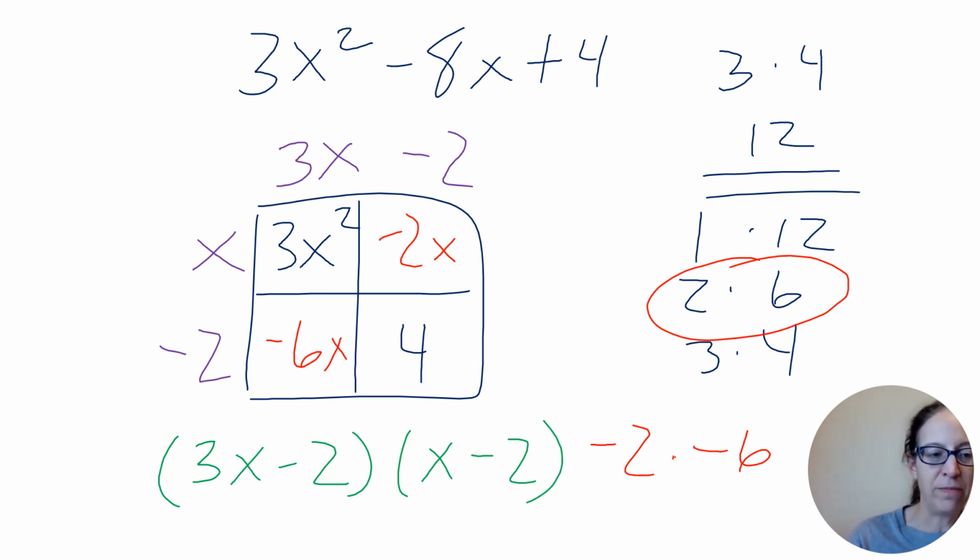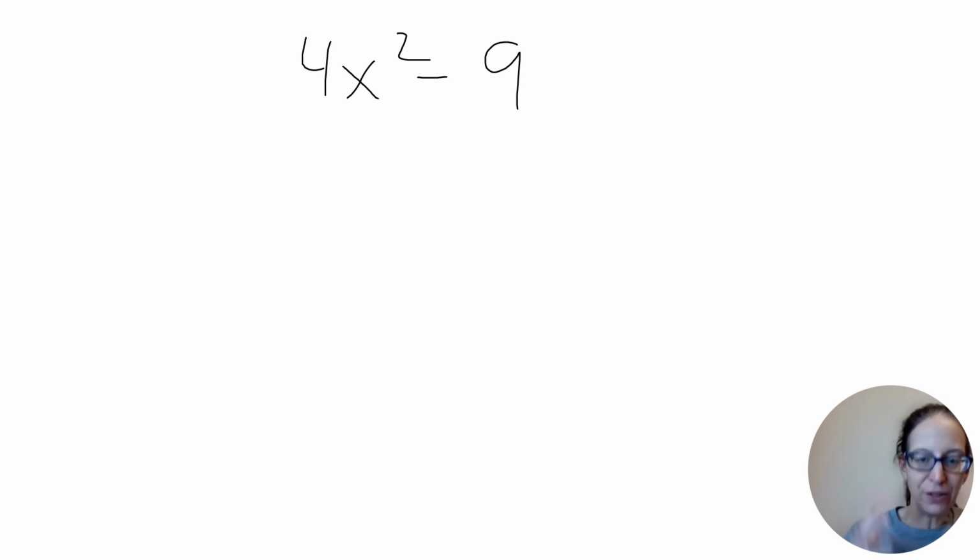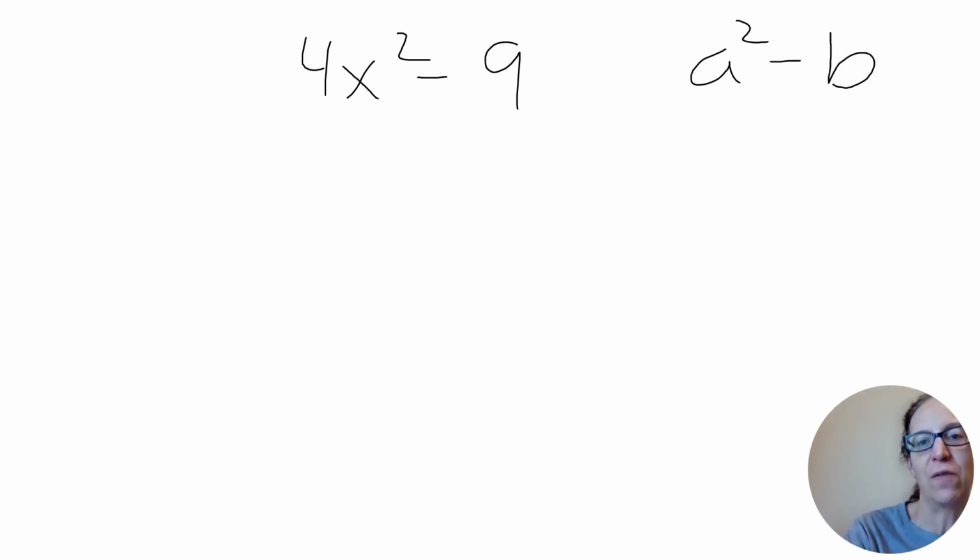Next factoring problem, we're almost done, is 4x squared minus 9. Now this one you can do with an area model, but you probably don't, because we don't really want to multiply 4 times 9 to get 36. Now what we need to remember for this is what is called the difference of squares. Have to begin to remember that.